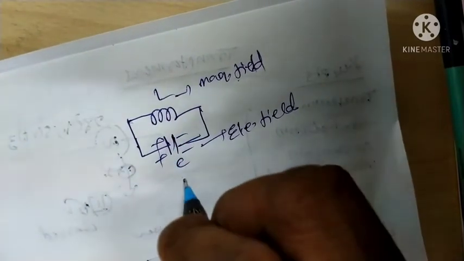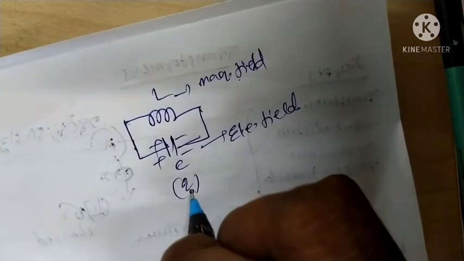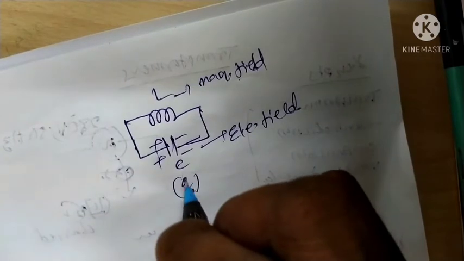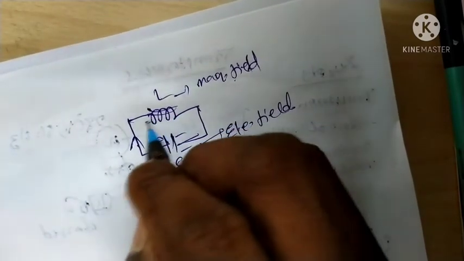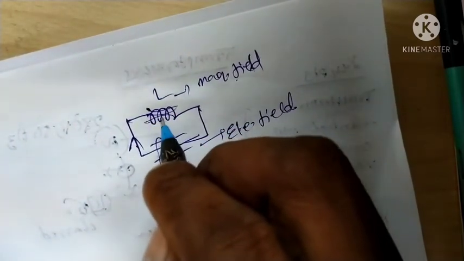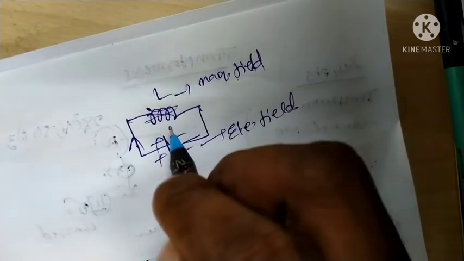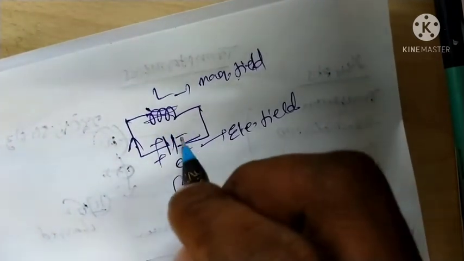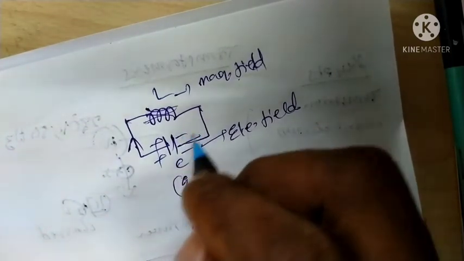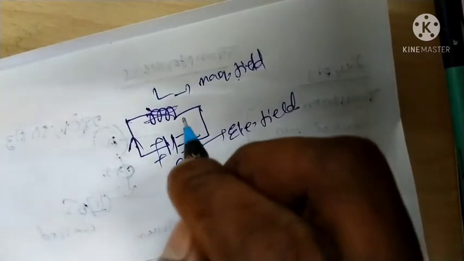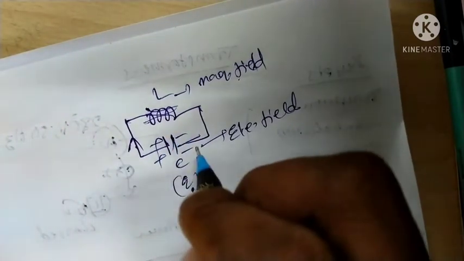Now Q naught is the charge stored in the capacitor. Let the capacitor be charged, and current passes through the circuit. The flux will be linked and created, with magnetic lines of force, and an induced EMF also forms in the inductor. This is LC oscillation in the LC circuit. Now what is the sum of the energy stored in the inductor and capacitor in the LC circuit?